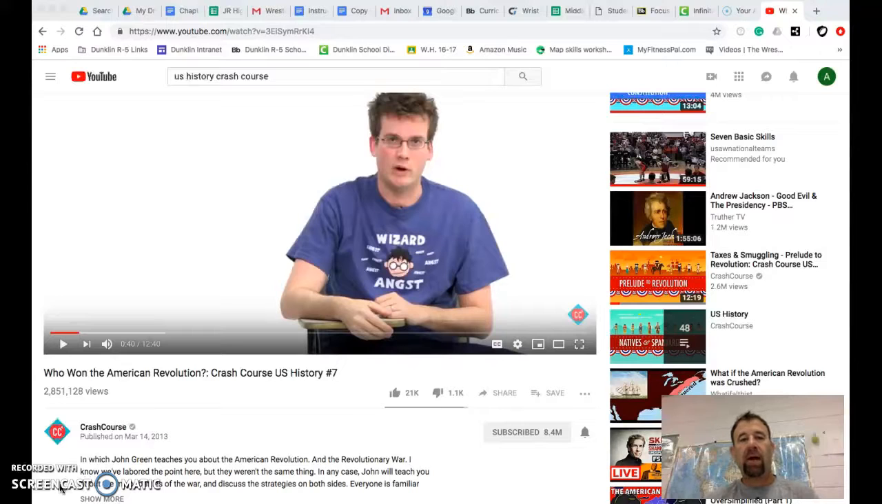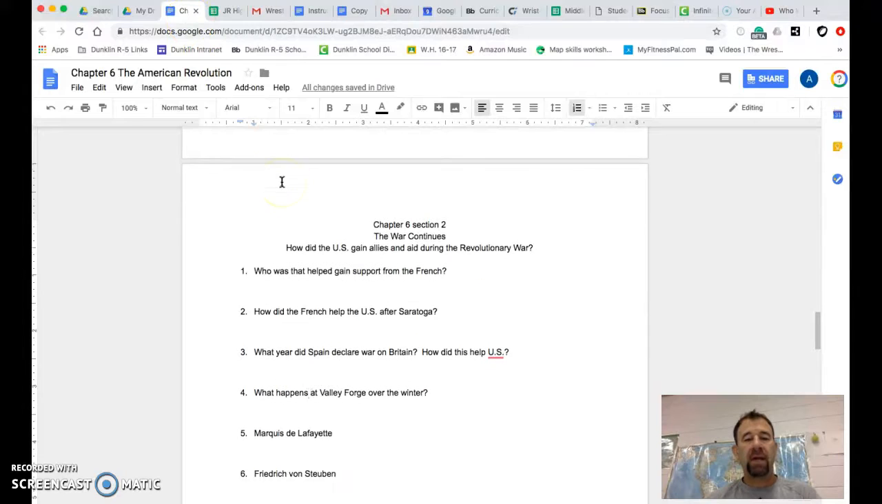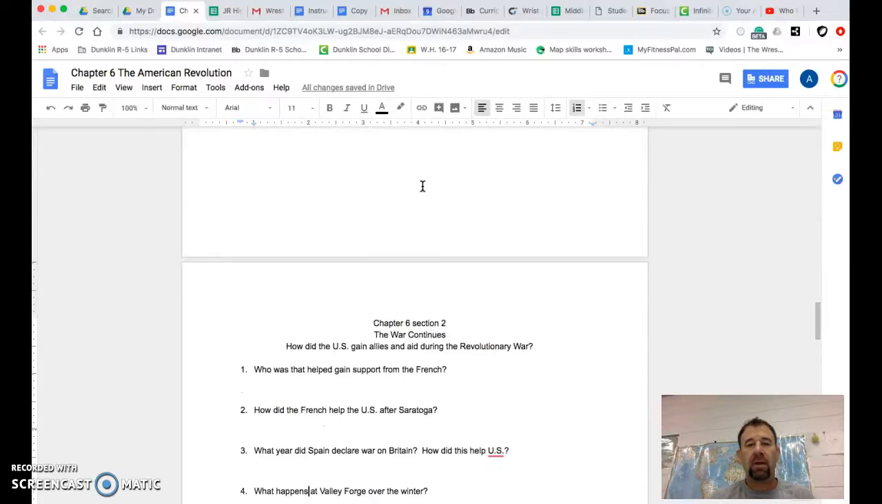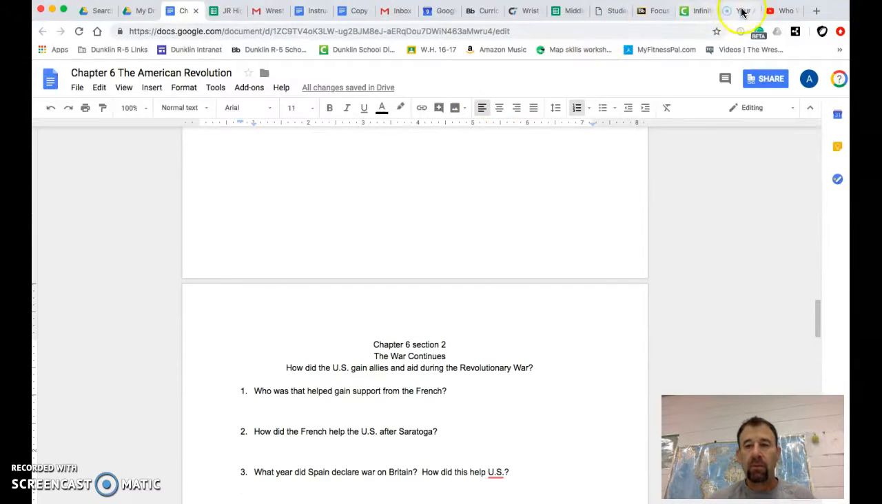And then as I go throughout my unit, if we look over here, for this section, at the beginning of all my sections, I will have what I call my essential question. So for section 2 of chapter 6, it's how did U.S. gain allies during the Revolutionary War? This is just to get them thinking about what we're looking at for each section. So those are my two big things that I like to start off my class talking about to get them engaged in what we're doing.